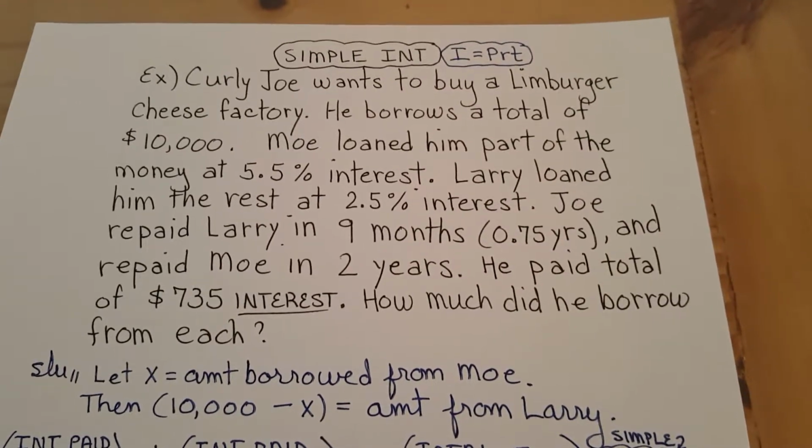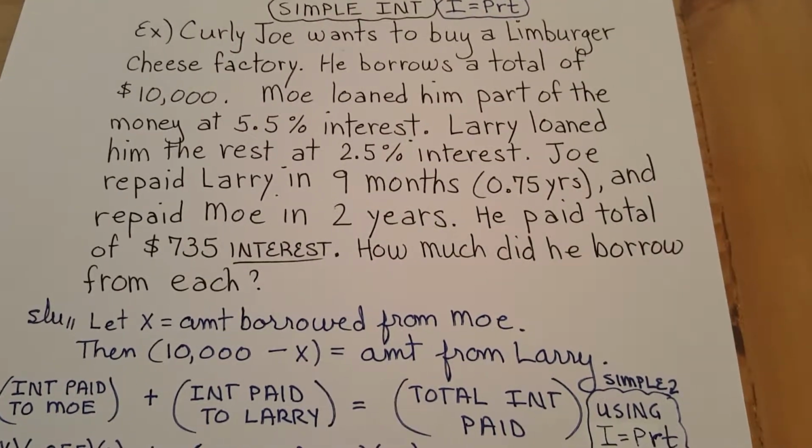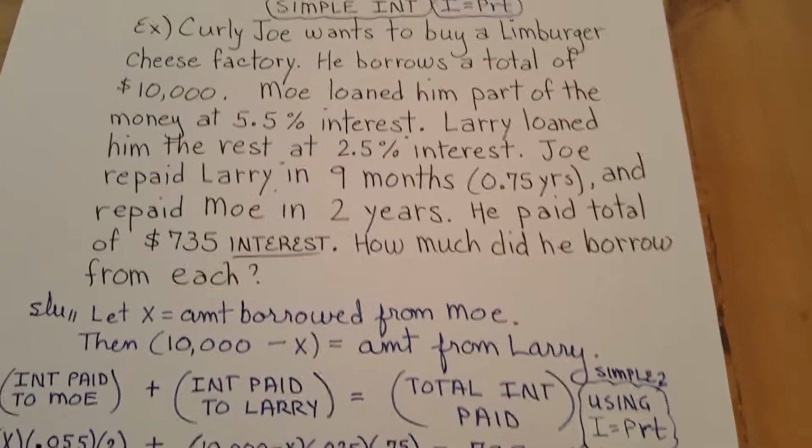And he repaid Mo in 2 years. He paid a total of $735 in interest. How much did he borrow?